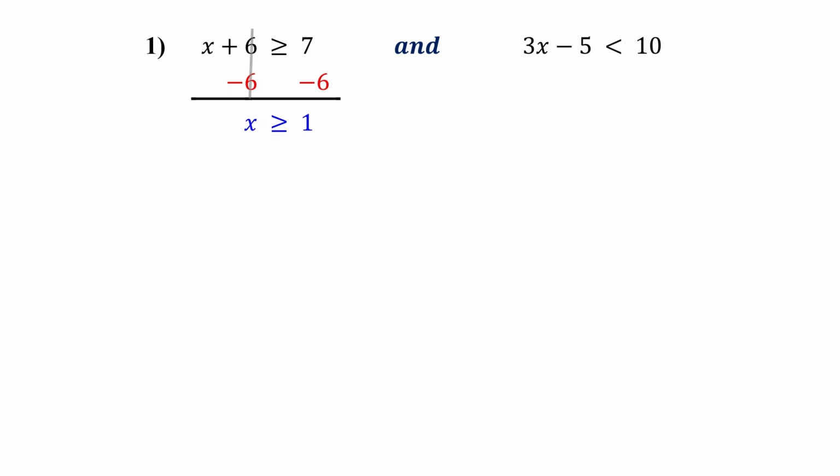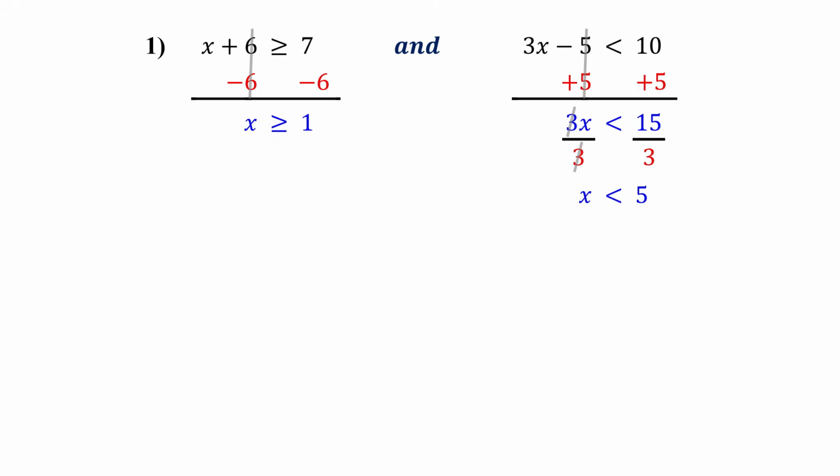Great, now let's solve the second inequality. First, isolate 3x by adding 5 to both sides. On the left, the 5's cancel out, leaving 3x. On the right, we get 15. Now divide both sides by 3 to isolate x. The 3's cancel, leaving x by itself. And 15 divided by 3 is 5, right? So the solution to the second inequality is x is less than 5.